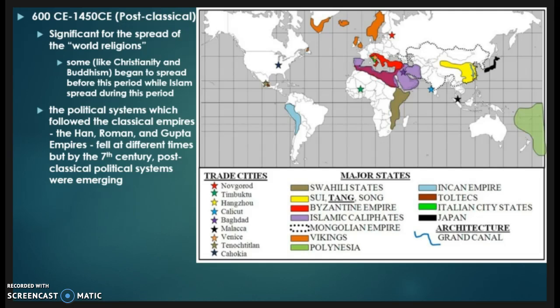This era is significant for the spread of world religions. Some, like Christianity and Buddhism, began to spread before this period, while Islam spread during this period. You can see how there are already some issues between the periodization uses. The political systems which followed the classical empires, Han, Roman, and Gupta empires, fell at different times. But by the 7th century, post-classical systems were emerging.